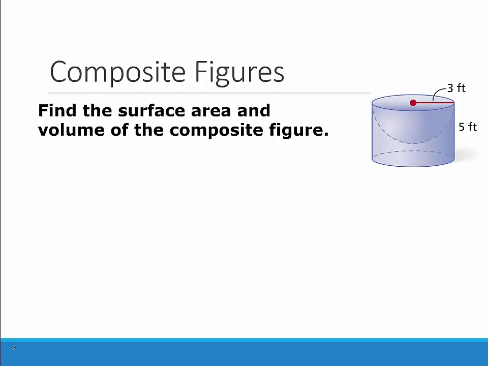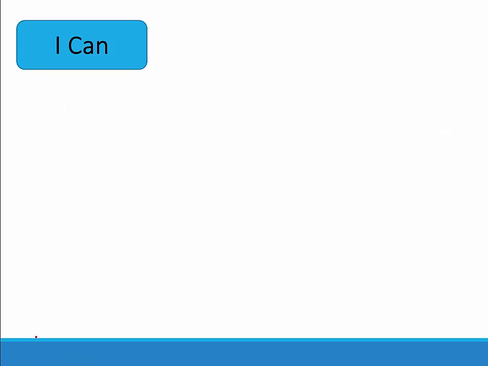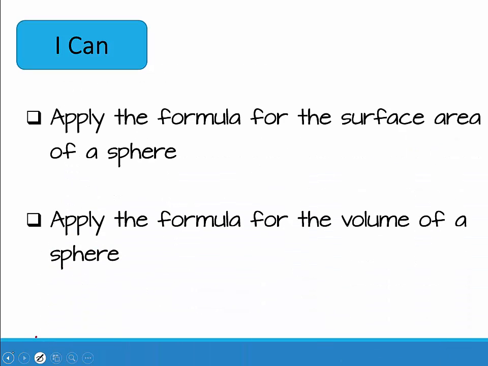I'm going to leave this one for you to do. It's basically the same thing, but instead of the hemisphere being added to the top, it's being subtracted out of the cylinder. So give that one a try. You should be able to apply the formulas for surface area of a sphere and volume of a sphere. Write down any questions you have and we can go over them together.